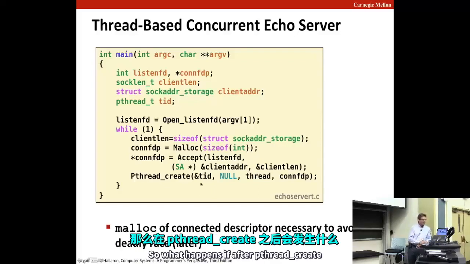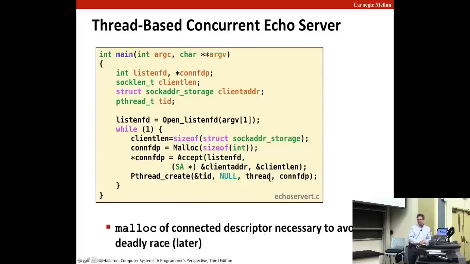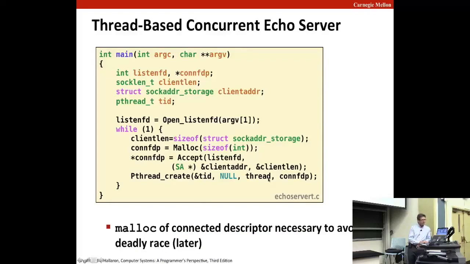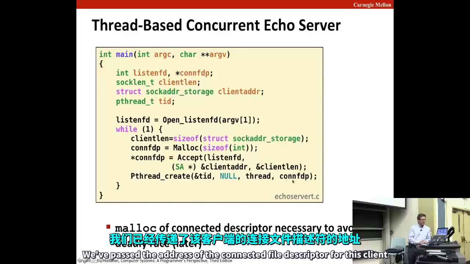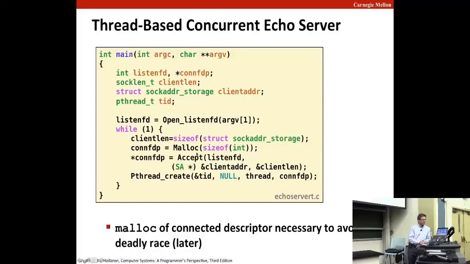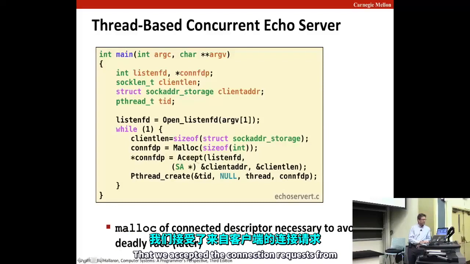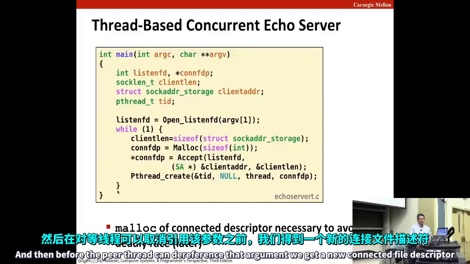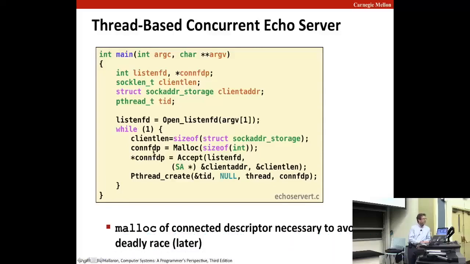So what happens if after pthread create, the main thread runs instead of the peer thread? Okay, so we've passed the address of the connected file descriptor for this client that we accepted the connection request from. And then before the peer thread can dereference that argument, we get a new connected file descriptor.